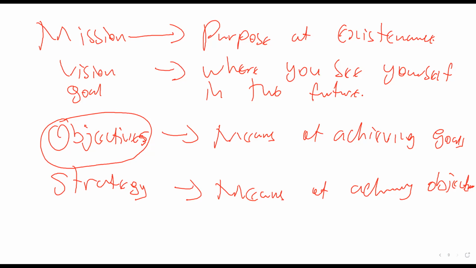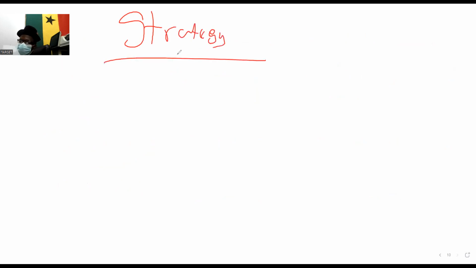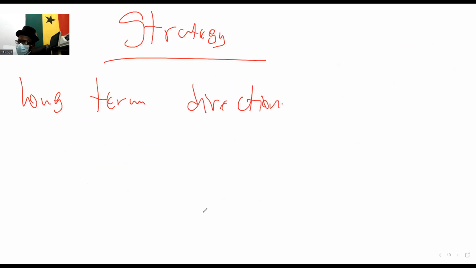So basically, that is it. Now, strategy, in simplest language, means the means of achieving our objective. Therefore, strategy refers to long-term direction. It is made up of long-term direction in order to achieve your objectives and goals.